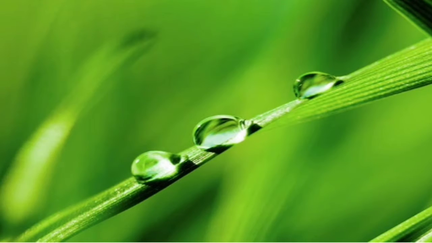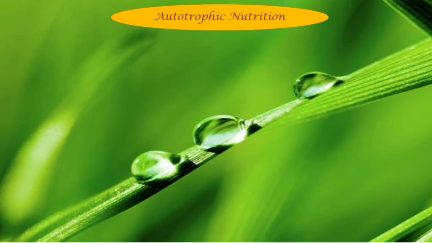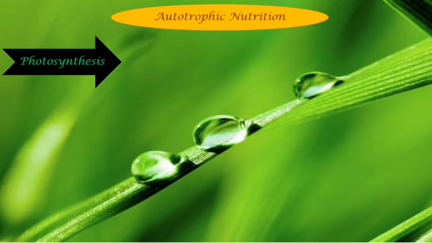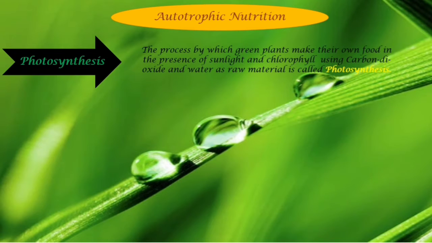Let us learn about autotrophic nutrition in detail. The main process involved in autotrophic nutrition is photosynthesis. We might have learned this photosynthesis right from grade 4. So let us have a small brush up on this definition. The process by which the green plants make their own food in the presence of sunlight and chlorophyll, using carbon dioxide and water as raw material, is called photosynthesis.